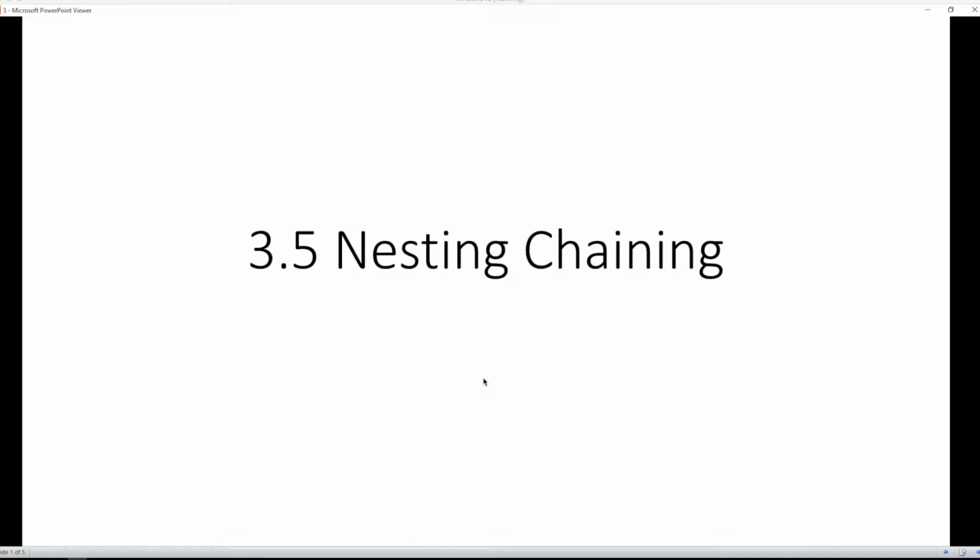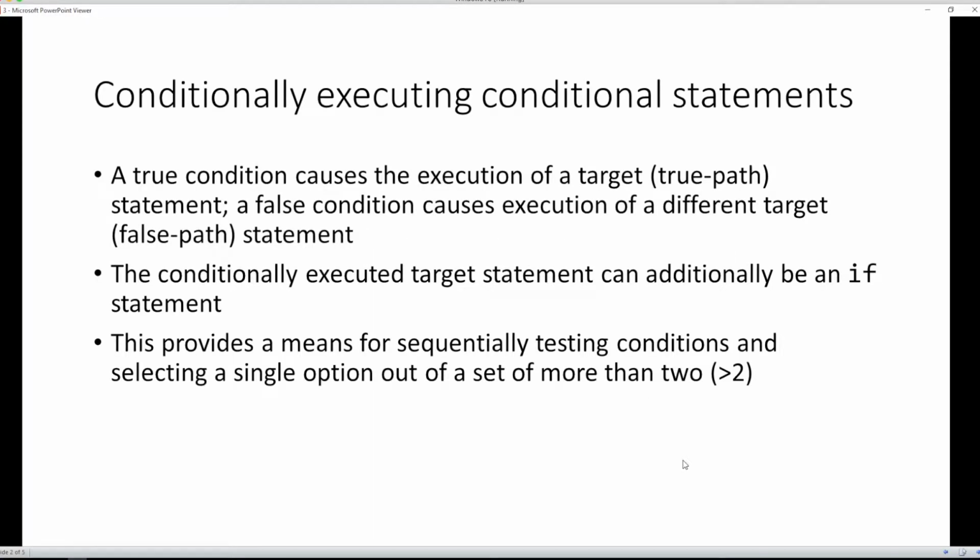In this section, we're going to discuss nesting and chaining of conditional statements. A true condition causes the execution of the true path target statement, as we've seen before. A false condition will execute the false path statement if one exists. The conditionally executed target statement can be an if statement.